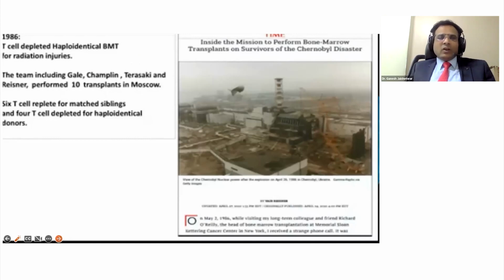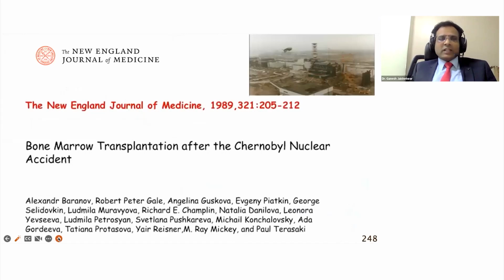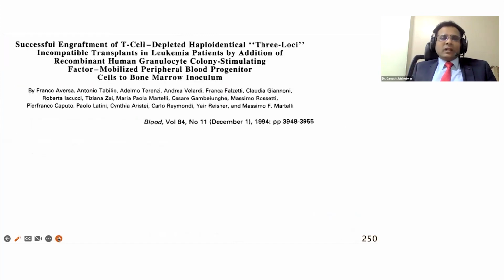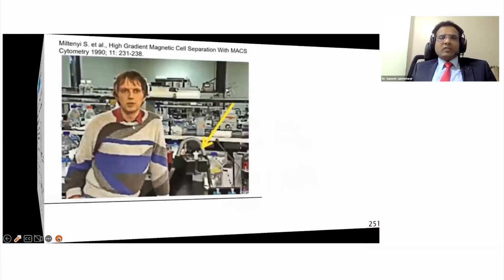Again, post radiation nuclear accident, the work took a new speed. The cumulative incidence of survival in SCID, particularly the immunodeficiency disorder SCID, shows that survival in half-match transplant is as good as full-match transplant, provided the child is taken up for transplant earlier. Again, the Chernobyl nuclear accident led to various haploidentical stem cell transplants as an emergent measure across these subgroups, with significant improvements.